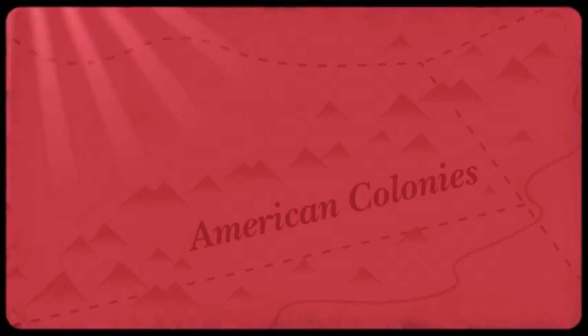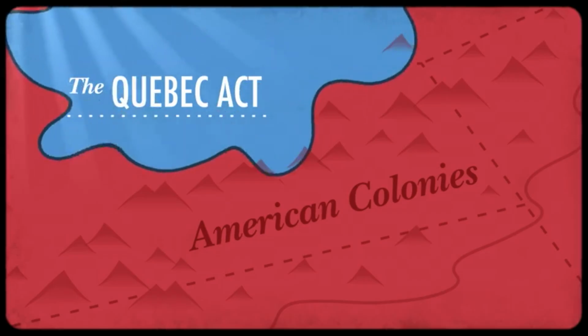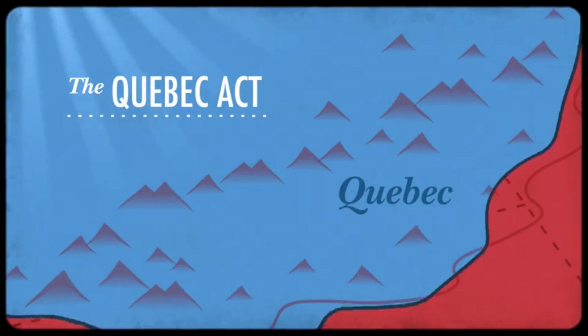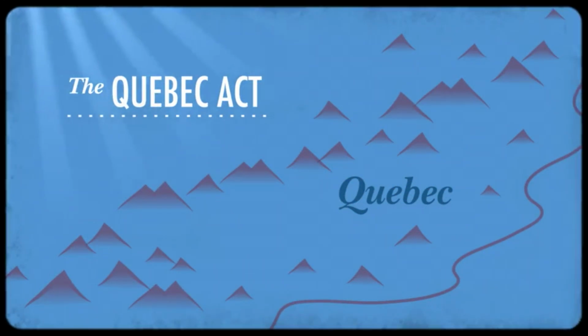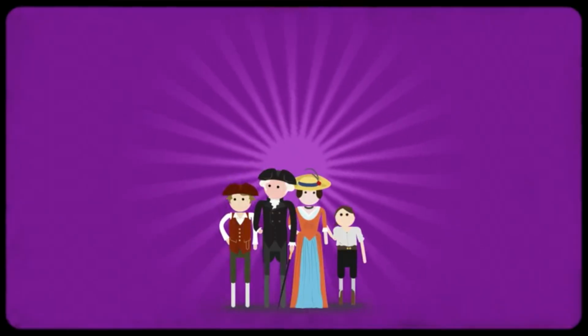The Quebec Act extended the southern boundary of Quebec and granted religious toleration to Catholics, which was none too popular with the Great Awakening crowd having recently awoken. The colonial response to these acts is really the start of the American Revolution.